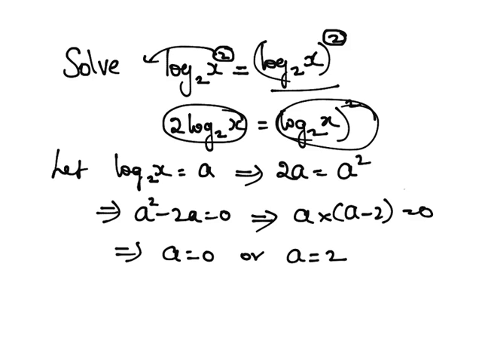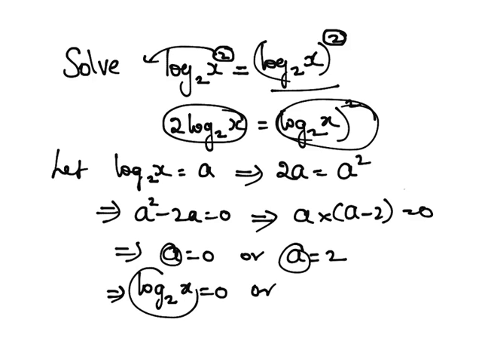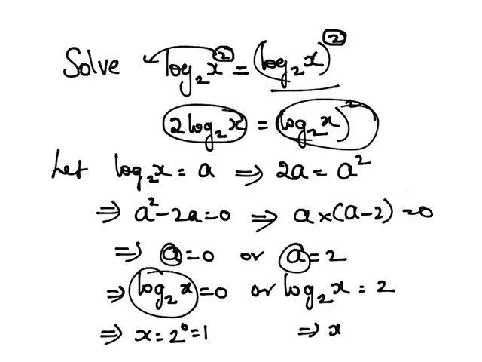So this a is nothing but log x to the base 2 equal to 0, or that means I'll replace a with this, log x to the base 2 equal to 2. Now this means if I write it in exponential form, x equal to 2 power 0, which is 1. Here x equal to 2 power 2, which is 4. So the value of x is either 1 or 4.